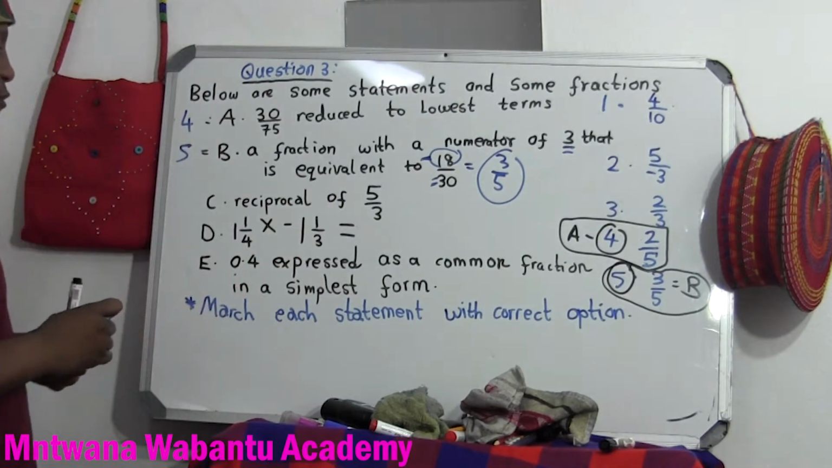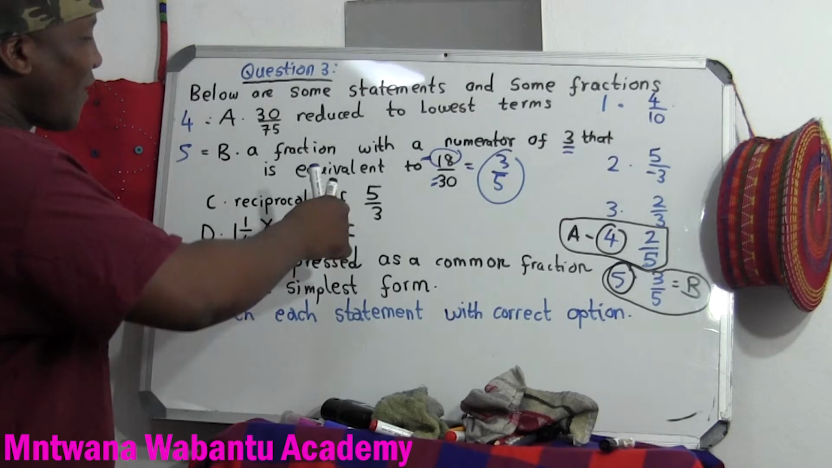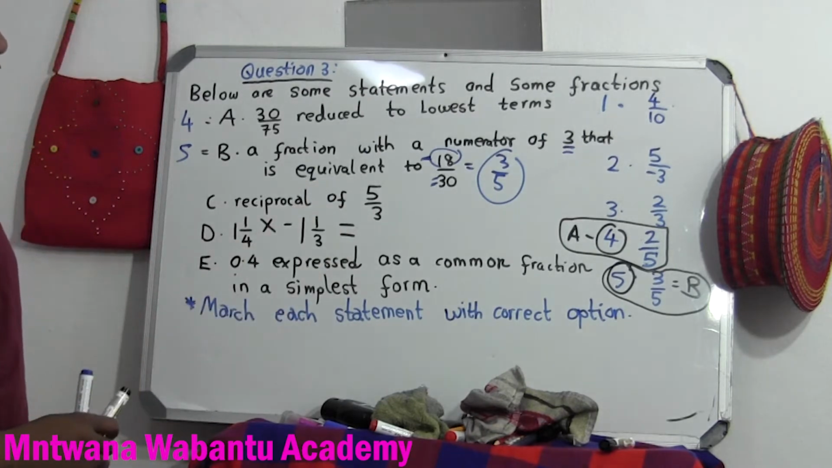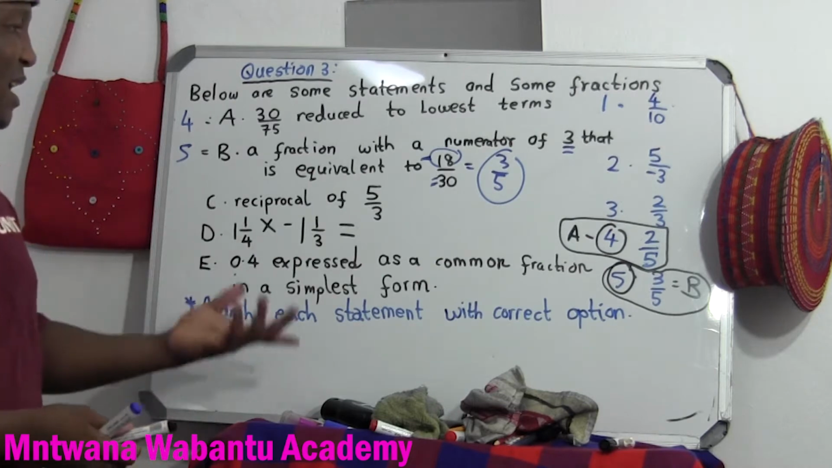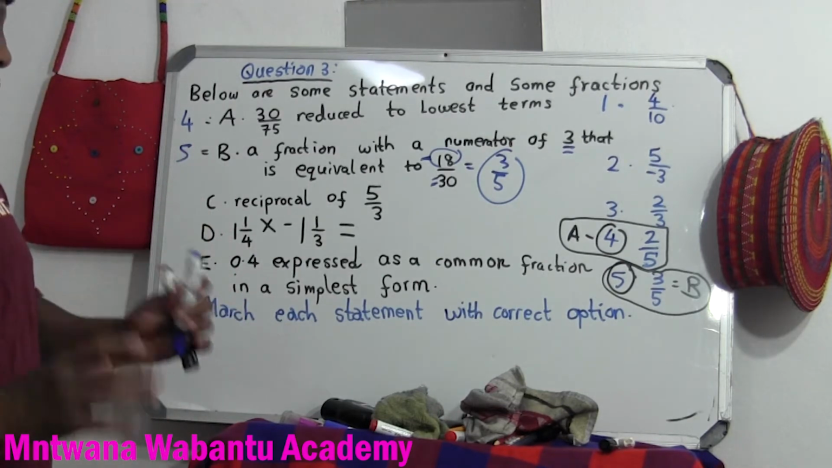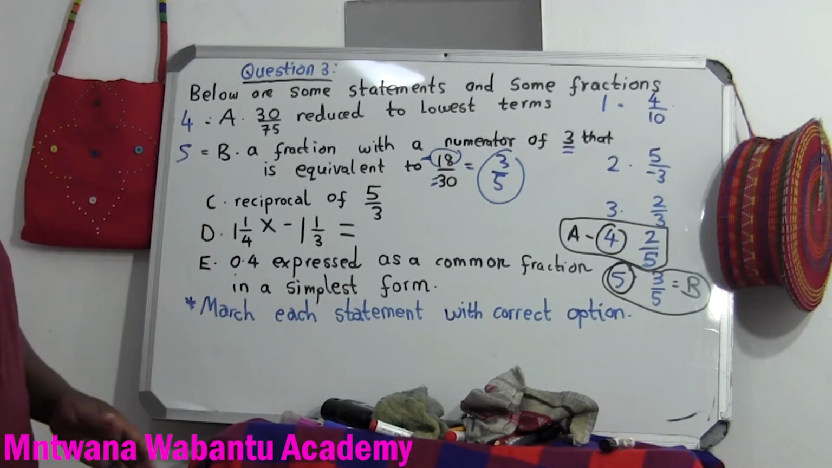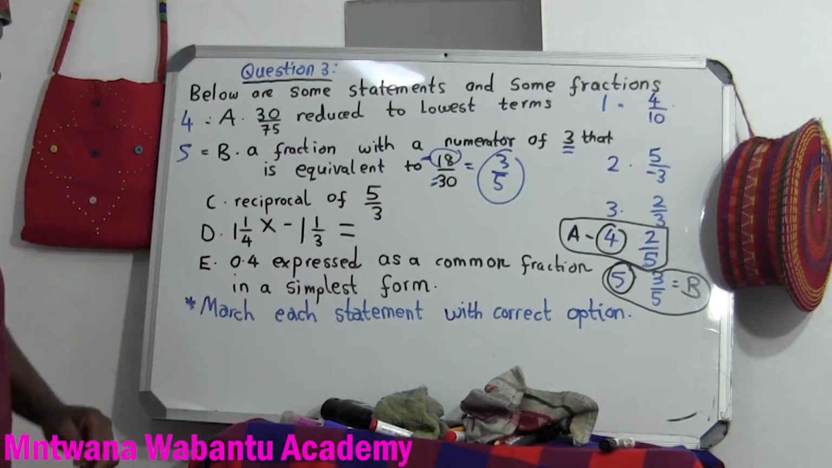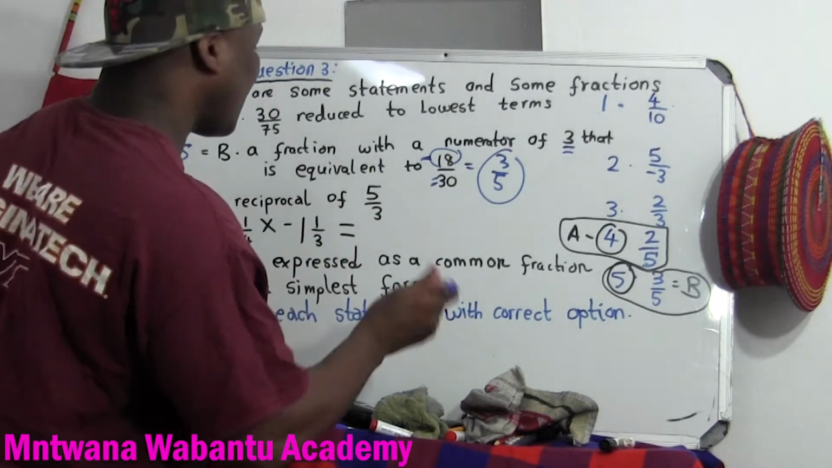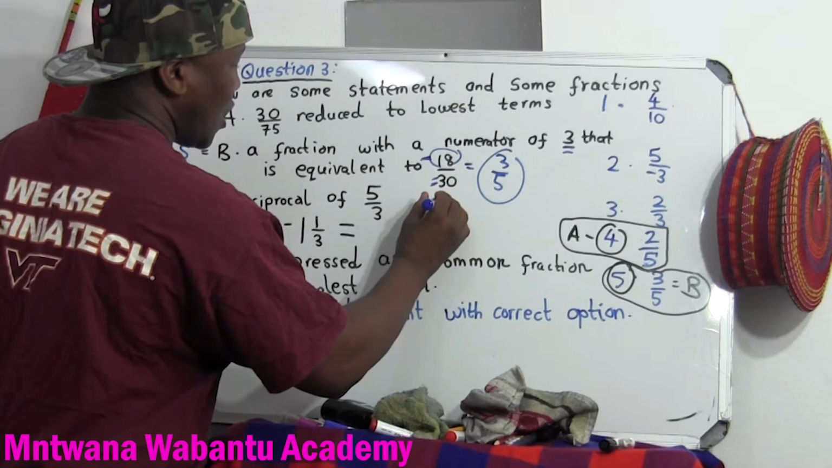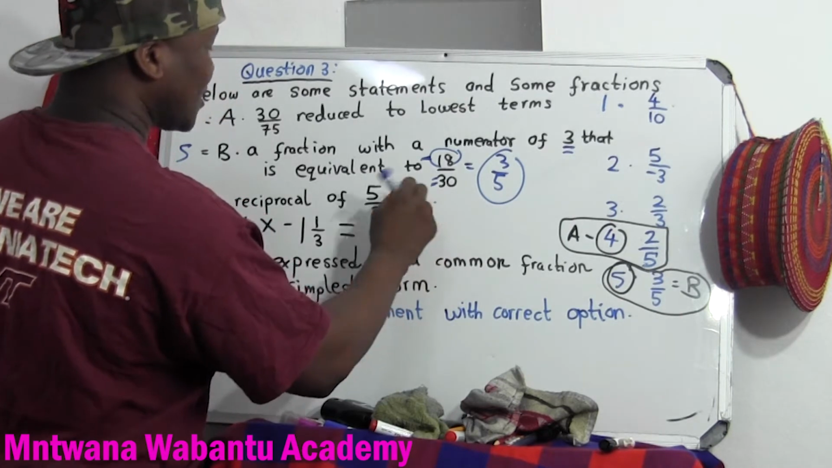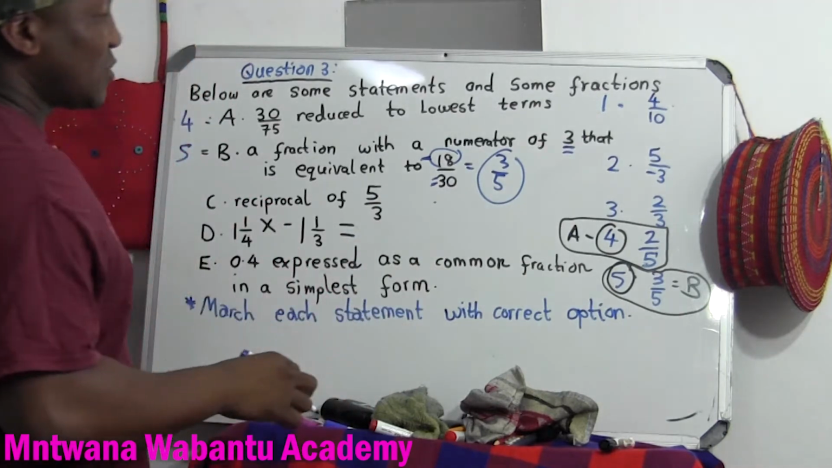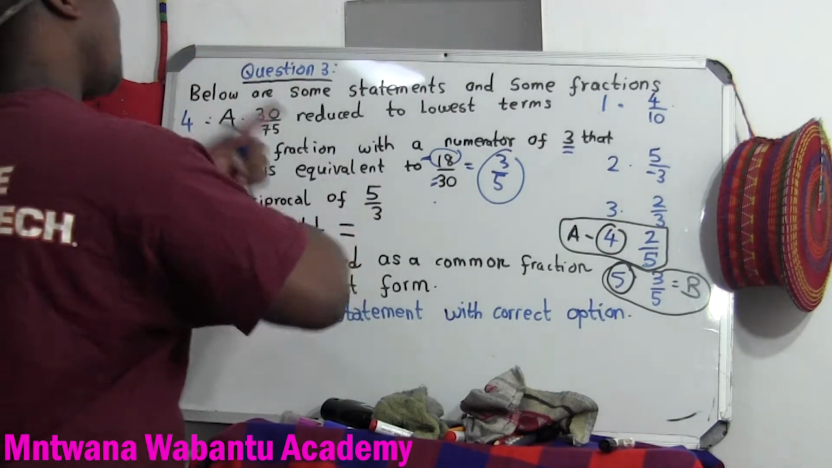Now let's continue. Reciprocate 5 over 3. You know when you reciprocate? When you reciprocate, it means you flip it. So 5 over 3 is going to be 3 over 5. But the best way to do that, okay, they say reciprocate what? 5 over 3. How do you reciprocate a term? Let's say they say reciprocate 5 over 3. If you reciprocate 5 over 3, what you do is flip it.